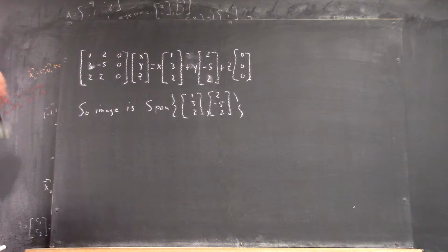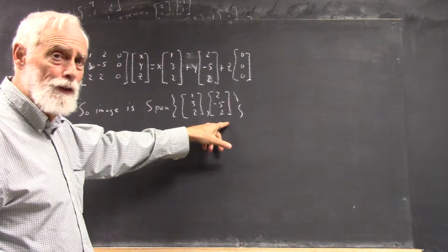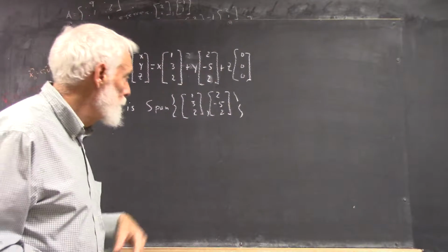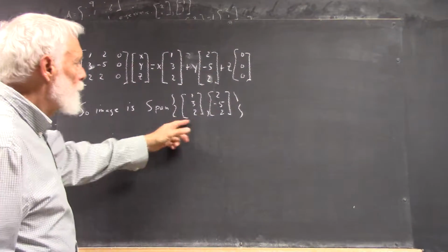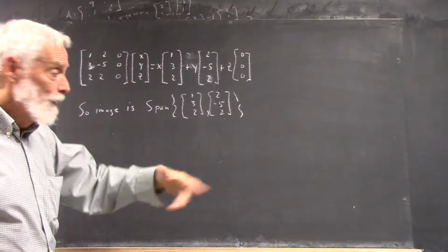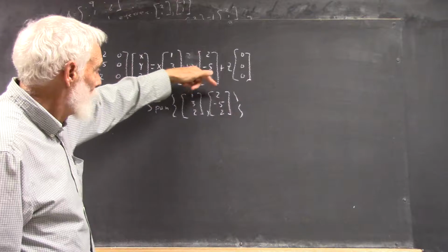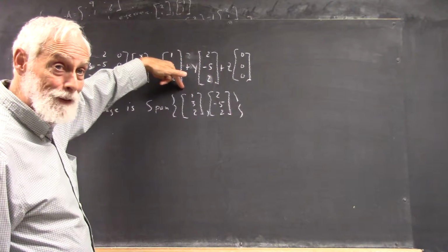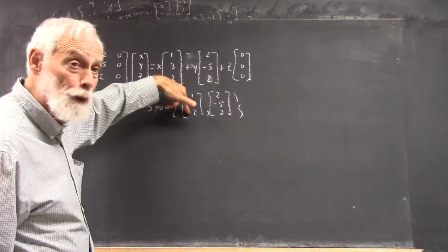Okay, well, that's the image, and the span of this, well, those vectors are clearly not parallel. Just from the hand waving I did, it's obvious that this isn't a multiple of this. If it was, then this would have to be twice this, right? Because of the 1 and the 2, but this isn't twice this, and this isn't twice this.